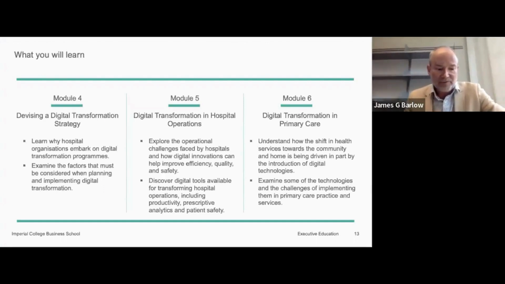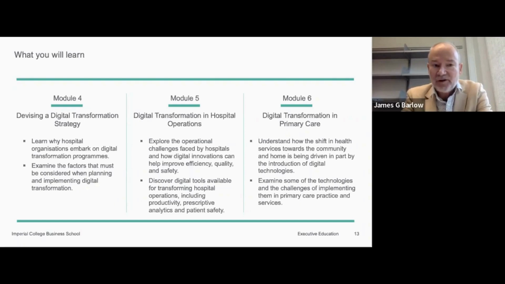We then begin to unpack some of these issues involved in developing a digital transformation strategy. And these issues really run through all the rest of the course. We begin to look at what a digital transformation strategy actually is and what factors need to be considered when planning and implementing digital transformation. And we use hospitals as an example. But the lessons also run through other modules in the course itself.